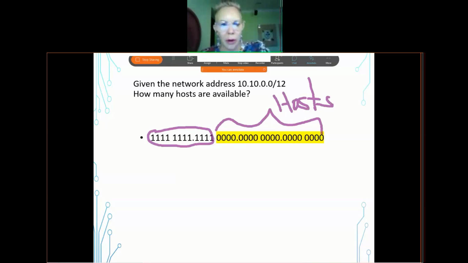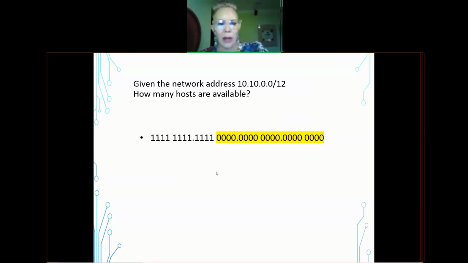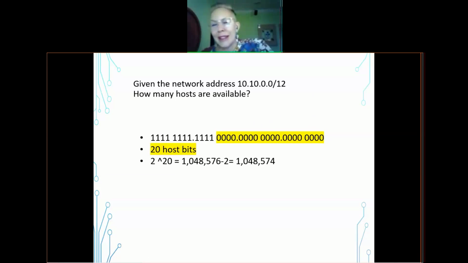All right, so we've got 20 host bits, so if we did that math, it would be 2 to the power of 20, and that's like a giant number. That's really hard to figure out unless you had a calculator, but you could just do the chart, right?